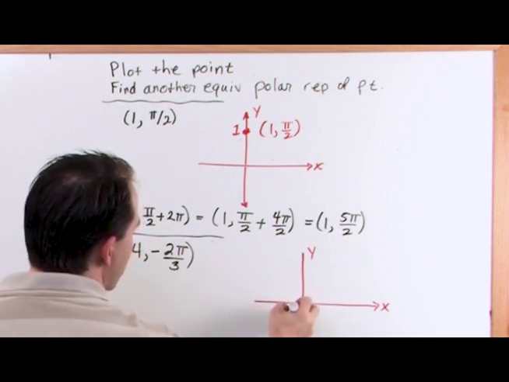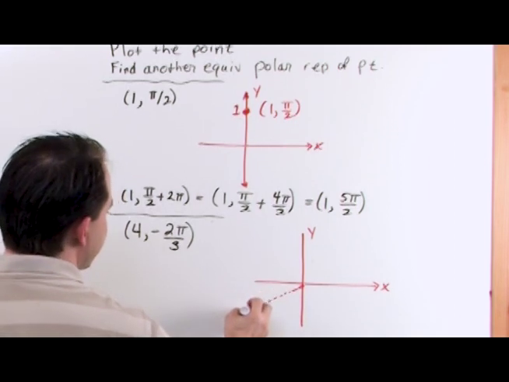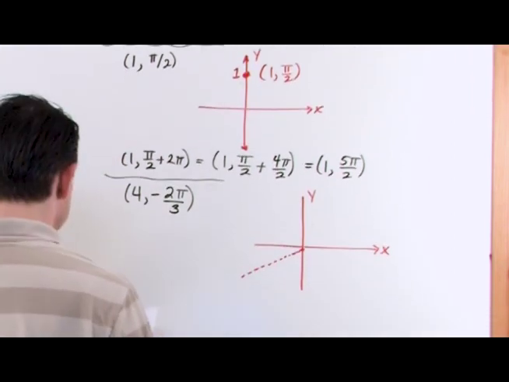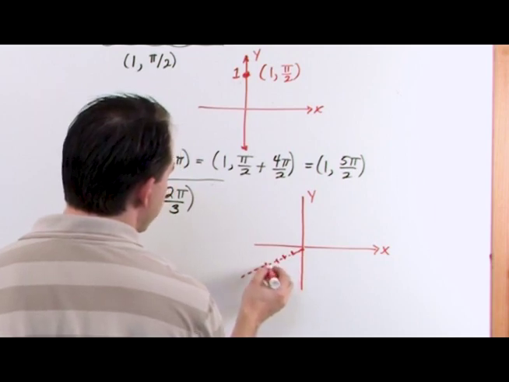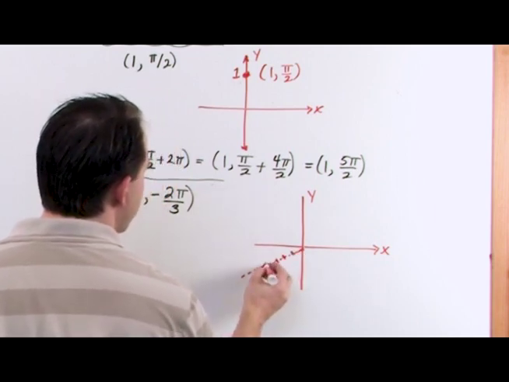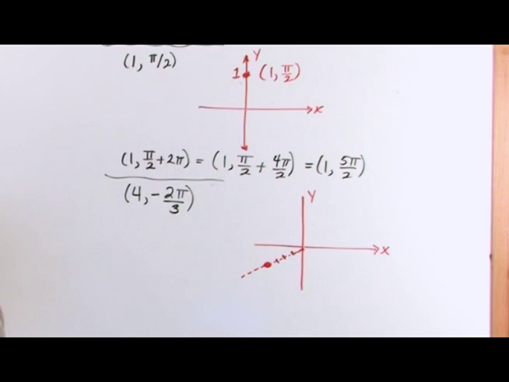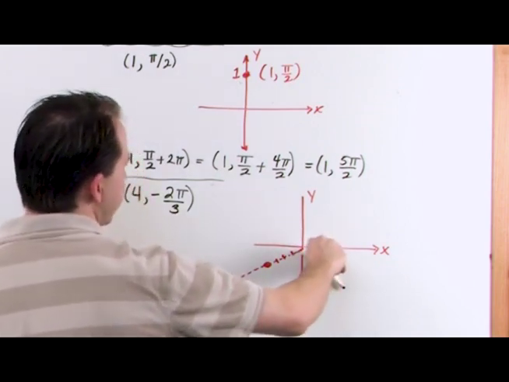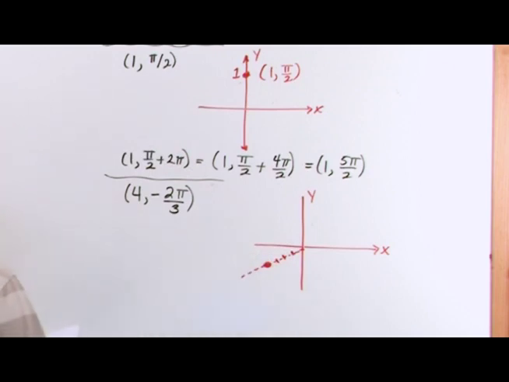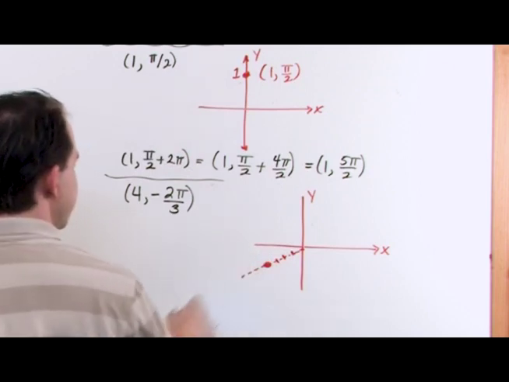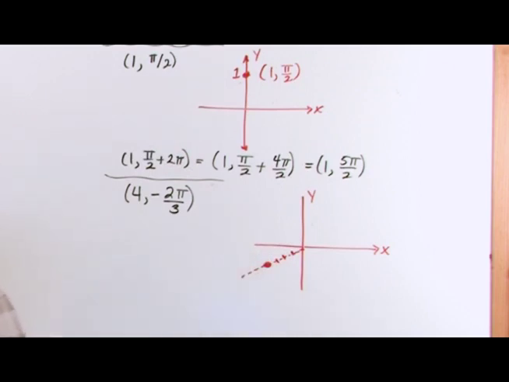So it's going to be basically along this direction here. And the distance is 4, so you go 1, 2, 3, 4 units out along this vector here. So this is the point right there. The angle is negative 2 pi over 3, and it's 4 units out. That's what you're doing right there. The point there is 4 comma negative 2 pi over 3.